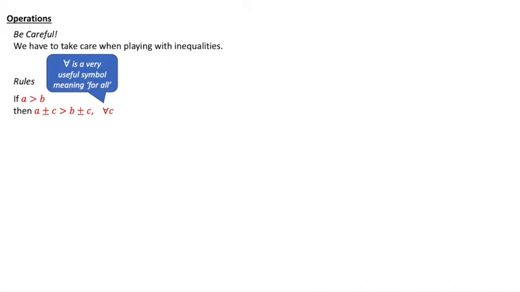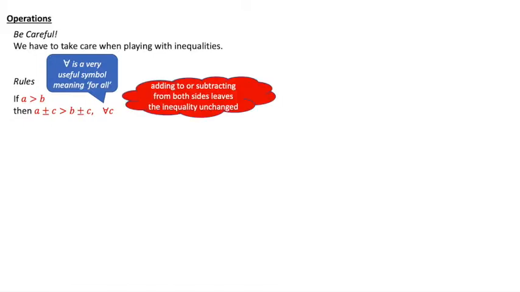Now, doing operations or actions on inequalities, we have to be careful. So we have rules. If a is greater than b, then we can say that a plus c is greater than b plus c, or a minus c is greater than b minus c. And that's for all values of c. An upside down A is a very useful symbol. It means "for all." So turning that into easier language perhaps, adding to or subtracting from both sides of an inequality leaves the inequality unchanged.